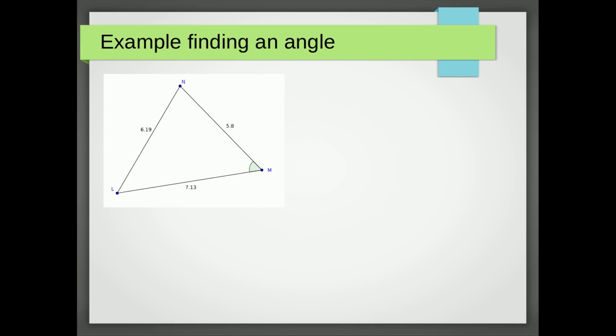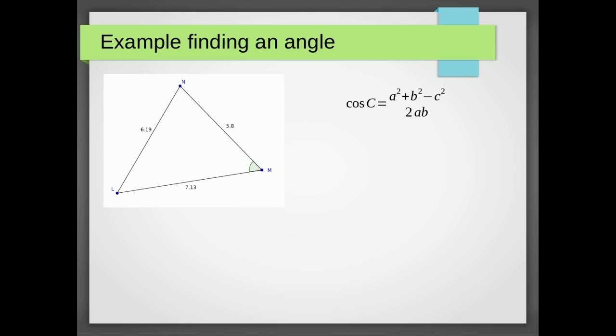In this example we're finding the angle at M. Because we're finding an angle, we're going to write down the angle form of the cosine rule formula. Now the formula is made up with A, B and C, where capitals represent angles and lowercase letters represent lengths. And the lowercase letter goes with the opposite angle.